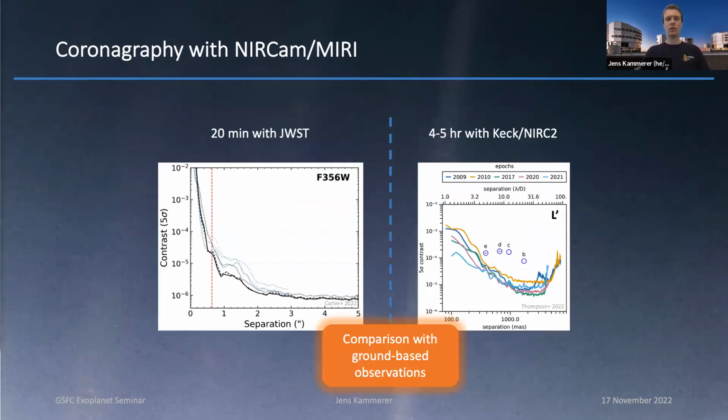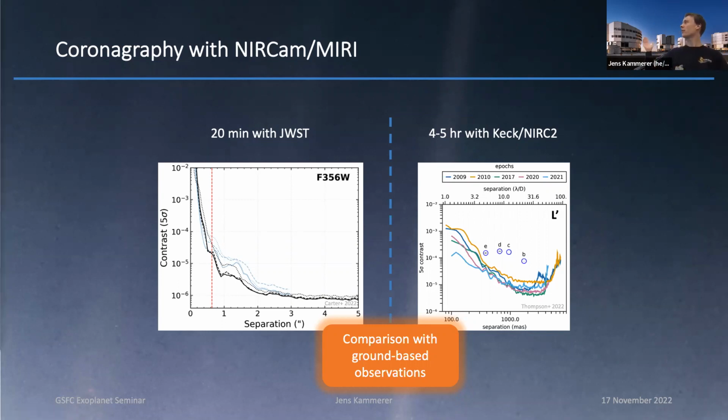Finally, before we move on to the next mode, I also want to give a brief comparison to observations from the ground. So this is from a recent paper from William Thompson, who has been looking at this famous HR 8799 system with the four gas giant companions, which are shown in this plot here. And this is data from Keck in the L prime band, so that's around 3.8 micrometers.